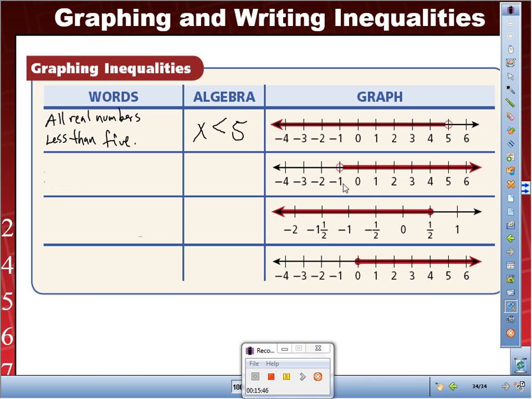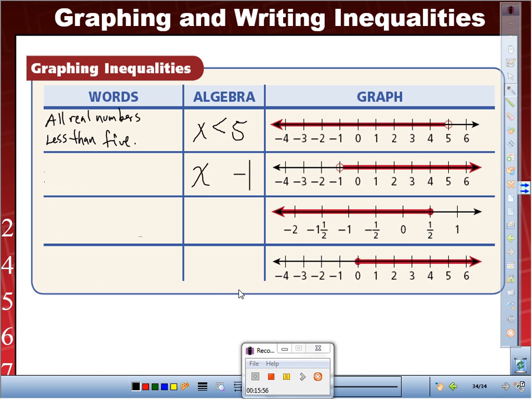Okay? So with that said, let's go over this one. What is my dividing point? Negative 1. And these represent x. Is that correct? Yeah. Okay. Now let's find out the arrow.